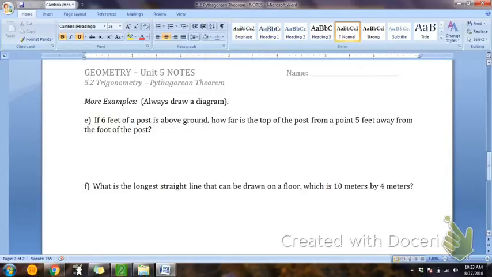So if you're a construction worker, you have 6 feet of a post that is above ground. How far is the top of the post from a point 5 feet away from the foot of the post? If I read that and try to set up an equation without a diagram, I'm about 99% sure I'm going to get it wrong. Okay? So this always draw a diagram thing right here, huge. Always draw a diagram. Every single time. A picture is worth 1,000 words, not just in real life, but also in math.